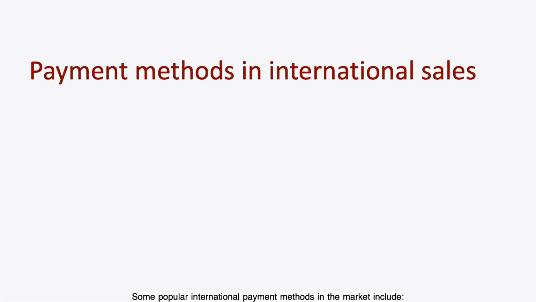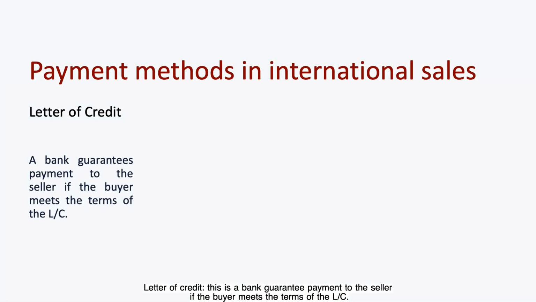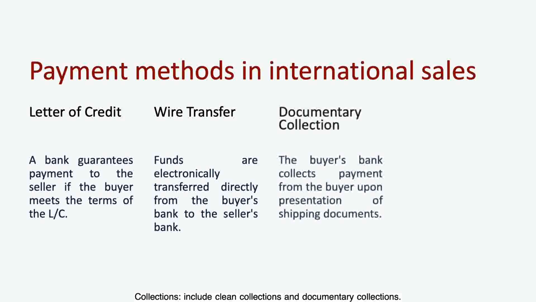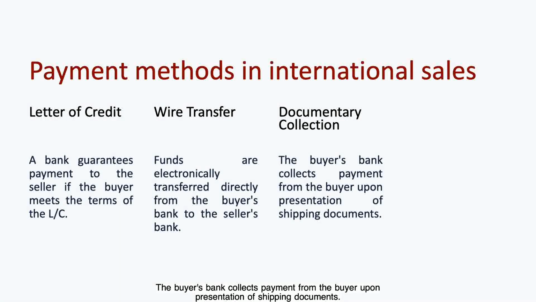Some popular international payment methods in the market include letter of credit. This is a bank guarantee payment to the seller if the buyer meets the terms of the LC. It is a secure method, minimizing risk for both parties. Wire transfer, or can be called money remittance, funds are electronically transferred directly from the buyer's bank to the seller's bank. Collections includes clean collections and documentary collections. The buyer's bank collects payment from the buyer upon presentation of shipping documents. It is less secure than an LC but offers flexibility and lower costs.